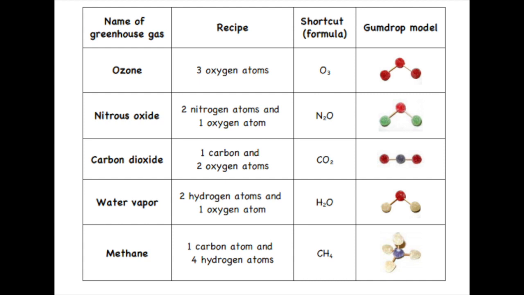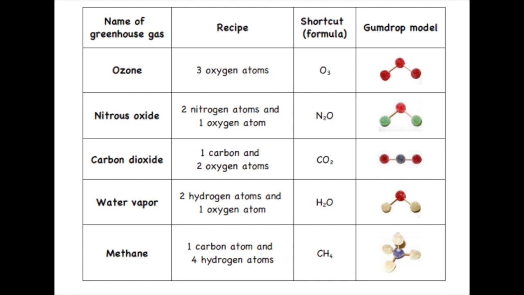So I'm going to put up a graphic that will show you the 5 kinds of greenhouse gases that we are going to make today and that we're going to build. The first one is ozone, then nitrous oxide, then carbon dioxide, water vapor, and methane. So we're going to build all 5 of those molecules. And in this graphic, it shows you how to actually construct it.